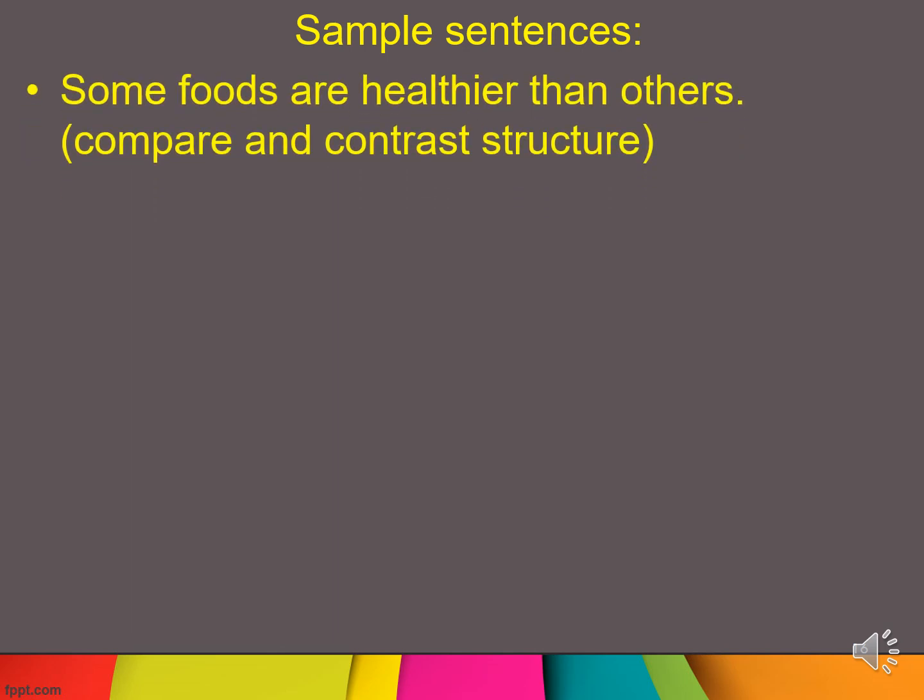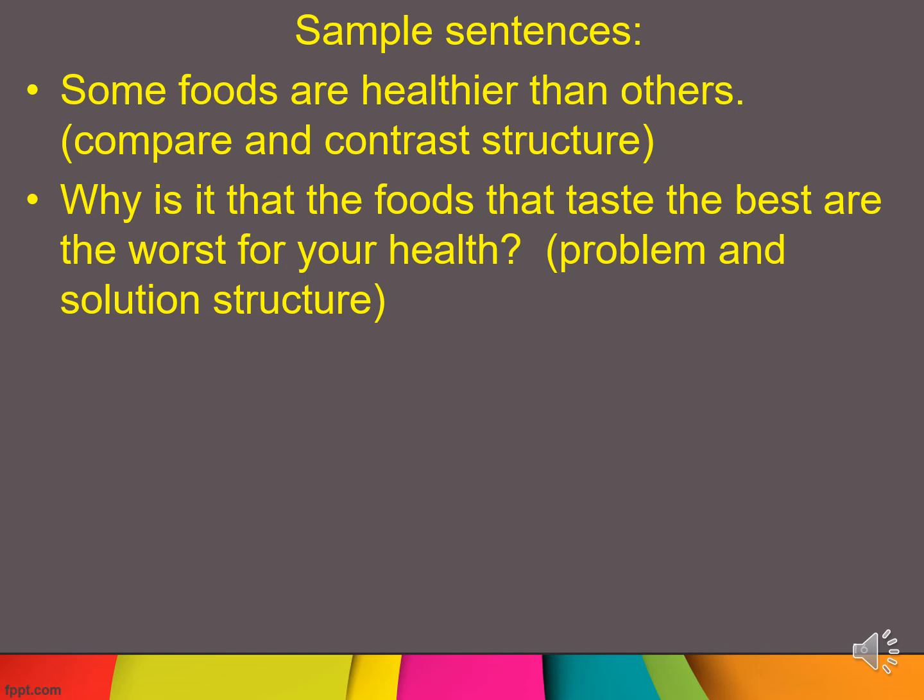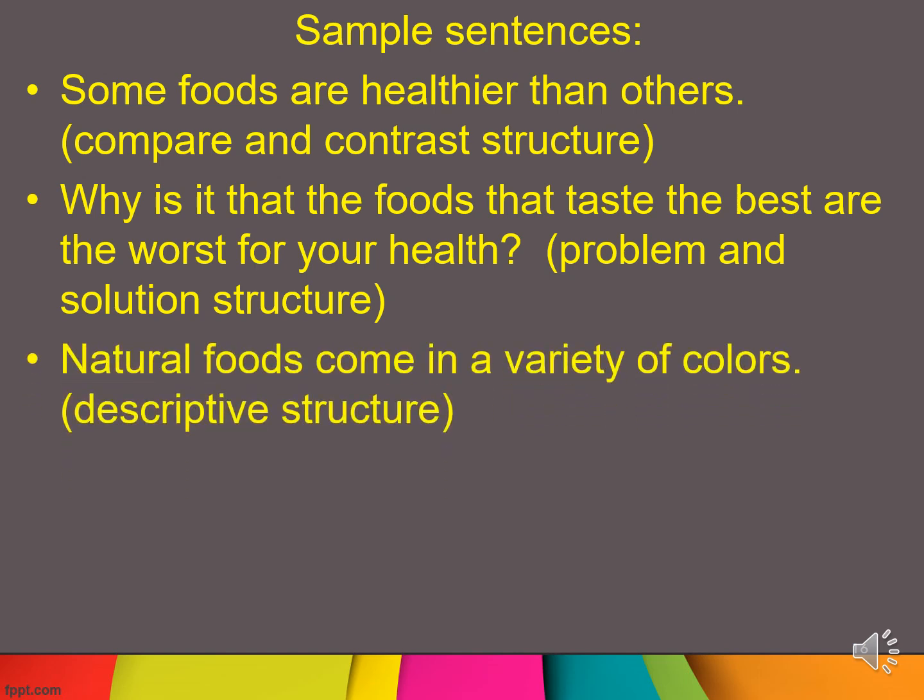Some foods are healthier than others. As a reader, I would expect to read about a compare and contrast of these foods. The second example says, why is it that foods that taste the best are the worst for your health? Oh, I definitely see some problems there and hopefully a solution. The next example, natural foods come in a variety of colors. Colors. I would expect to read a lot about description there.